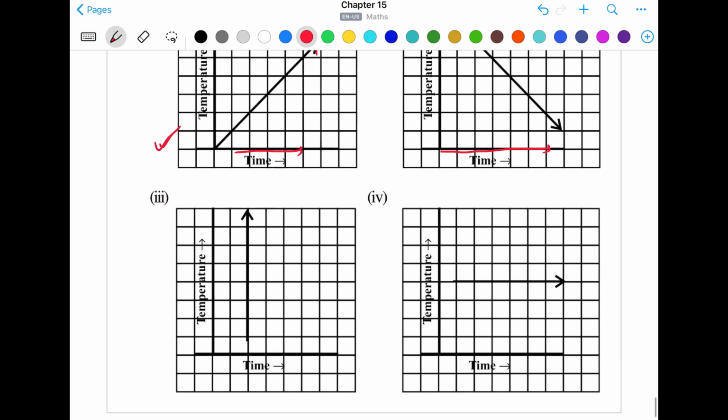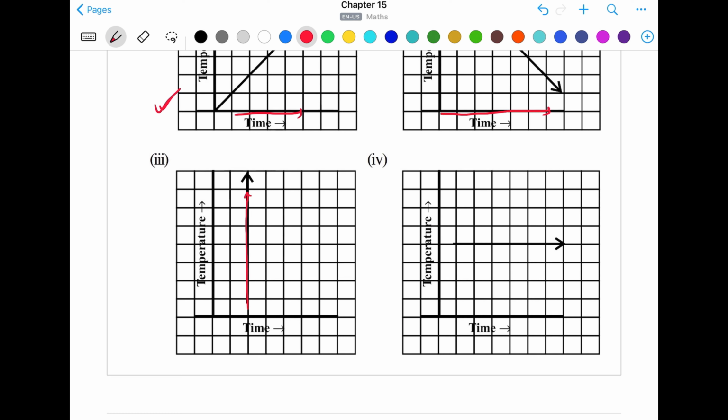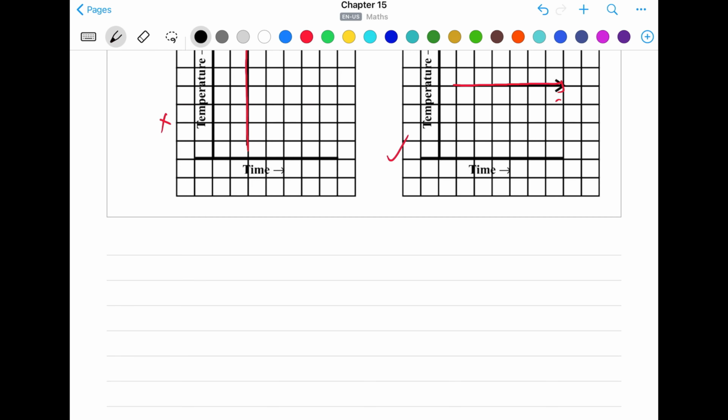Okay, third is, the time is not changing, which is not possible. No matter whatever the situation is, time is always ticking forward. Okay, so this cannot be possible. And in this one also, the temperature remains constant but time is moving. Okay, so this is also true. So the answer for this one is, the third is not possible.